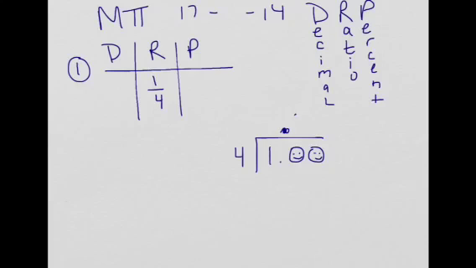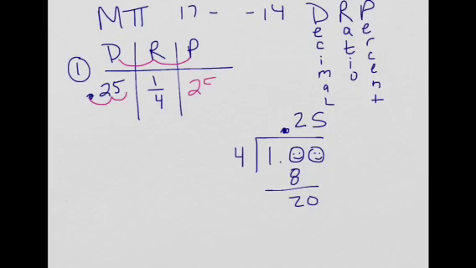4 goes into 10 2 times. 4 goes into 20 5 times, so our decimal is 25 hundredths. To change that to a percent, we're going to move the decimal 2 places to the right, just like we do in the chart, and that's going to give us 25%.